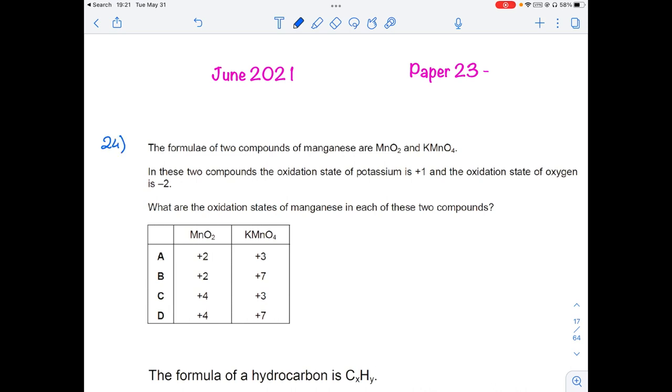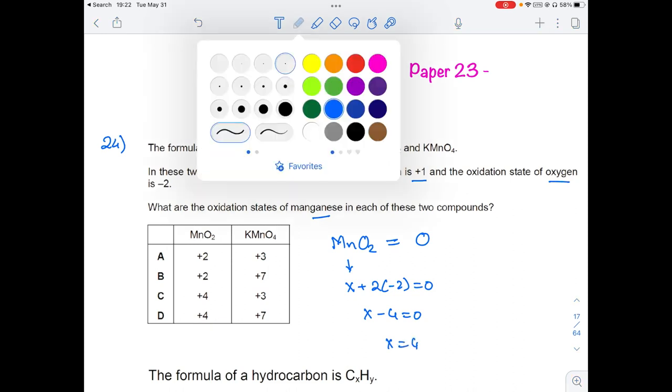The formulas of two compounds, MnO2 and KMnO4, are given. In these two compounds, the oxidation state of potassium is +1 and oxygen is -2. Write down the oxidation states of manganese. So first of all, I take MnO2. It's a neutral compound, so the total oxidation state has to be 0. Manganese we don't know, let it be X. Oxygen he has given as -2, so X minus 4 equals 0. So X equals 4. So manganese should be having 4.